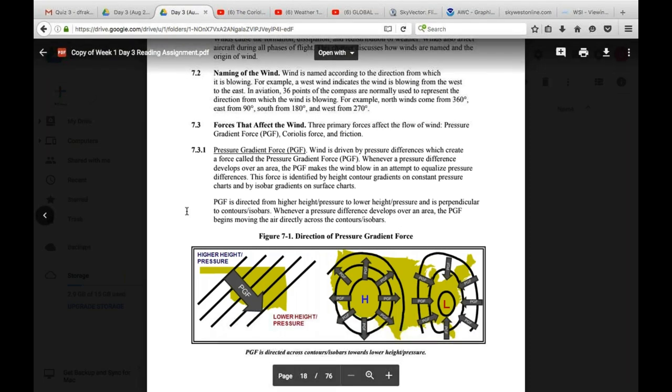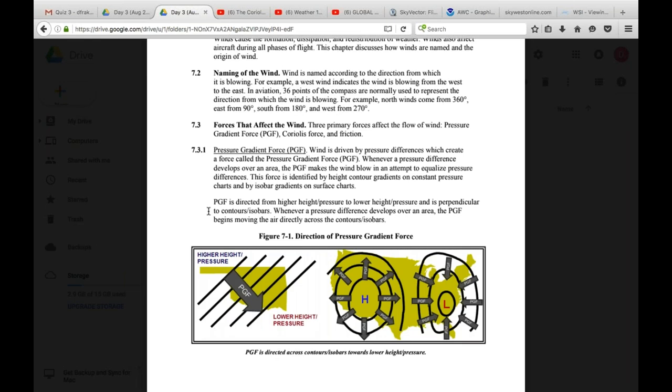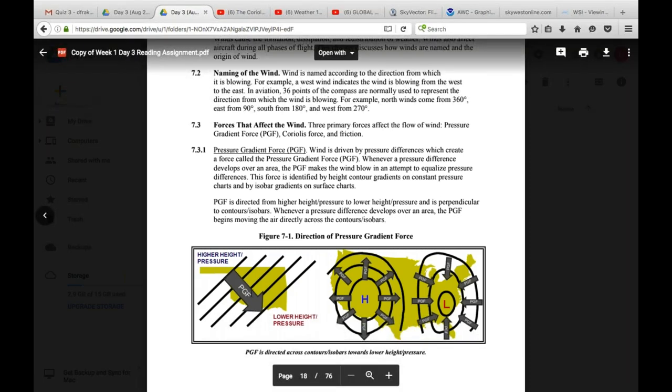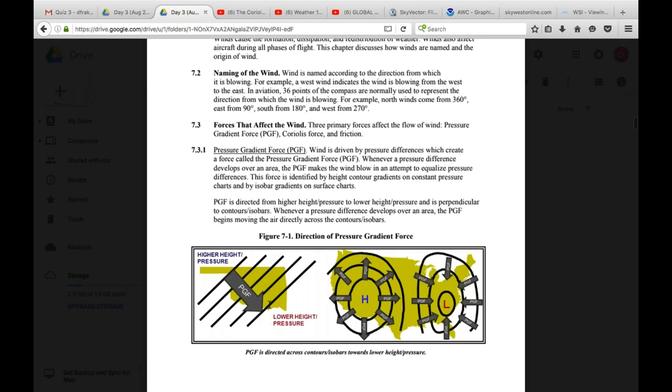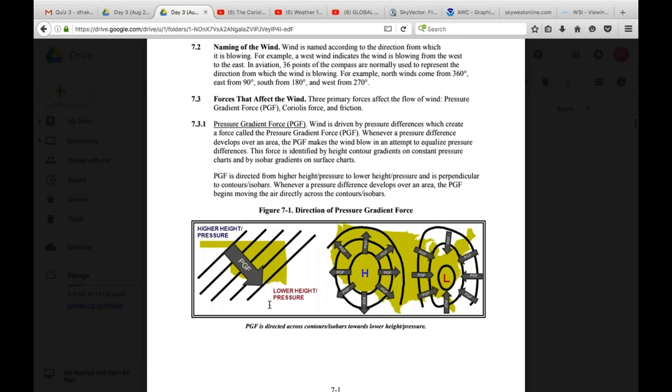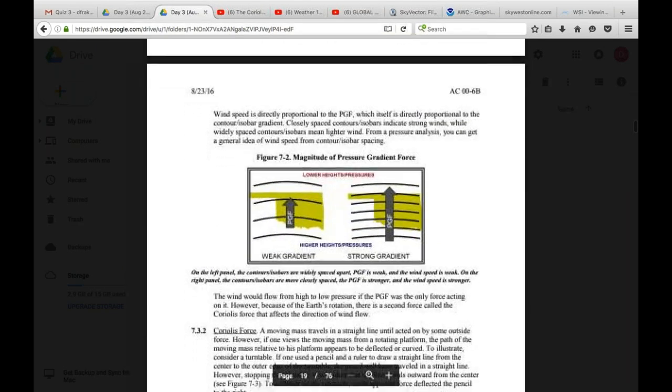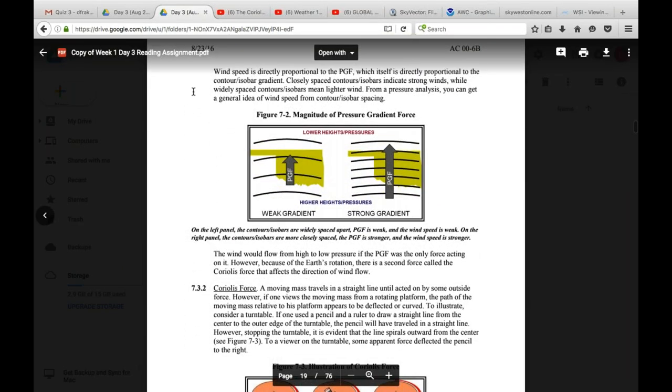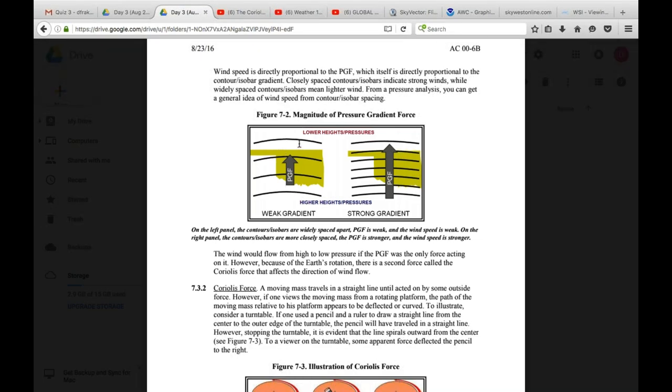So pressure gradient force is directed from higher height slash pressure to lower height, lower pressure, and is perpendicular to contours and isobars. So when we have a lot of these contours and isobars, it's going perpendicular to those. And the closer they are together, the faster the wind is going to be. So wind speed is directly proportional to pressure gradient force, which itself is directly proportional to the contours and isobars gradient. So closely spaced contours and isobars indicate strong winds, while widely spaced ones, lighter winds. So this is going to be really strong winds. These are going to be very light winds.